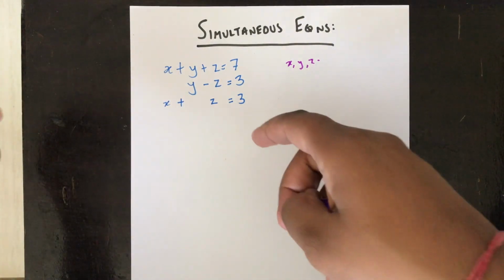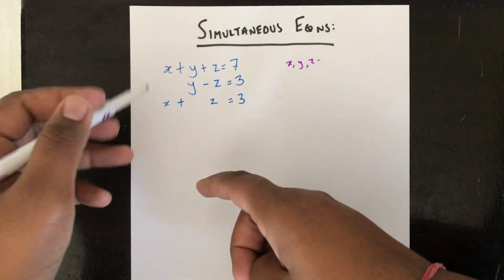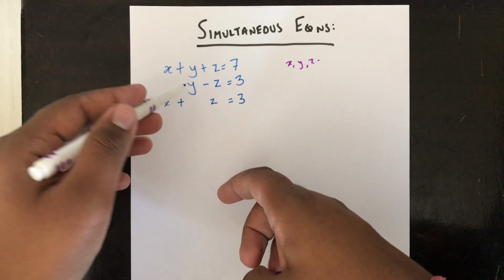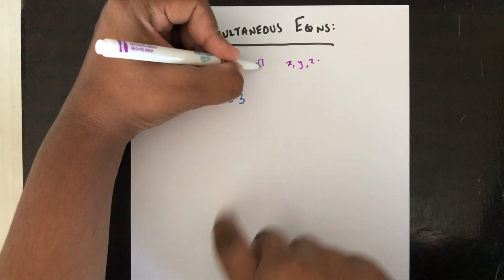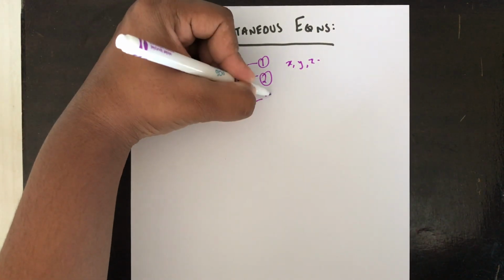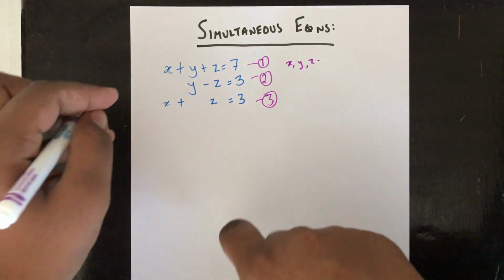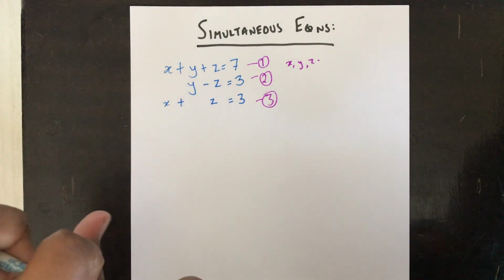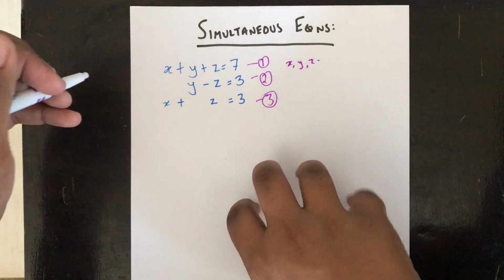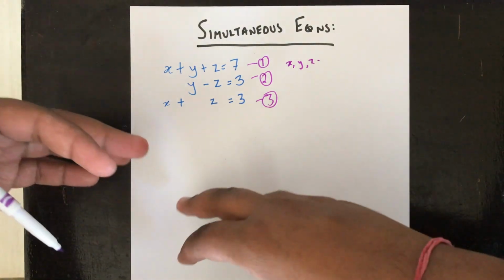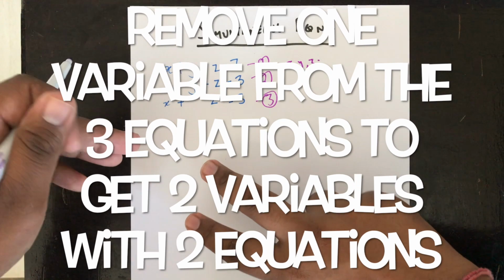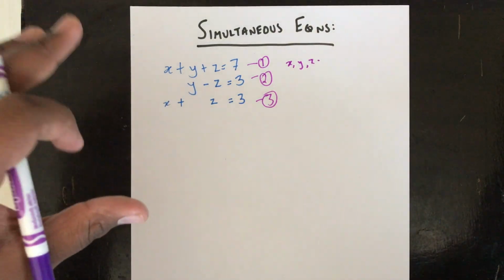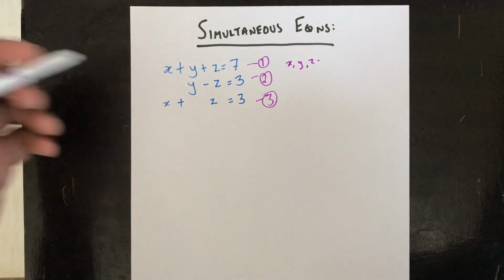The way we'll do this is that we'll find x and then substitute to find y and do the same to find z. So we have three equations: equation 1, equation 2 and equation 3. The first way we can do this is by removing one variable. We need to remove one variable so that we can get two equations with two variables and then solve it like a normal simultaneous equation.